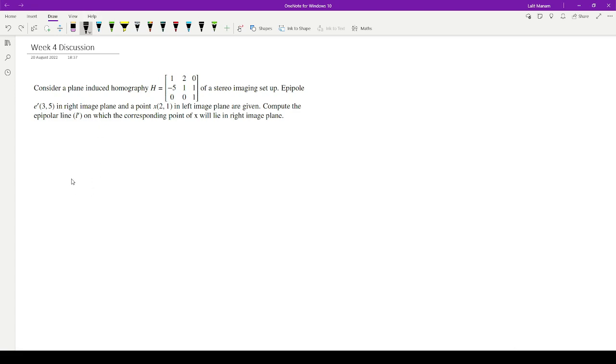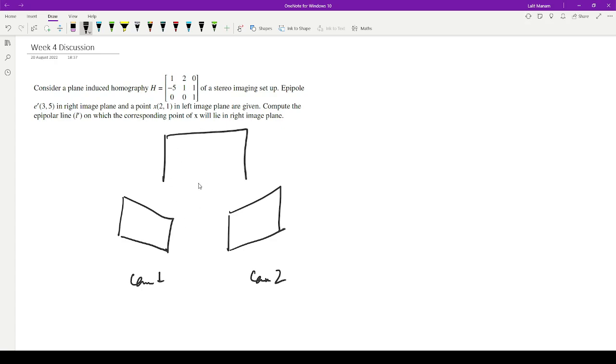So you are given a plane induced homography of a stereo imaging setup. What does this mean? We have a stereo setup out here. That means we have two cameras given to us. These are the image planes of camera 1 and camera 2, and we are given a plane induced homography. That means there was a plane in the scene.